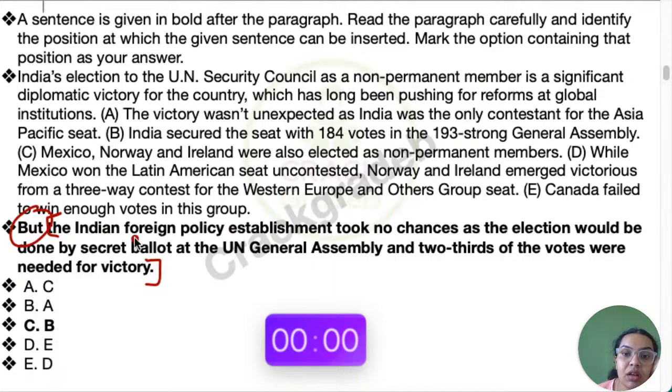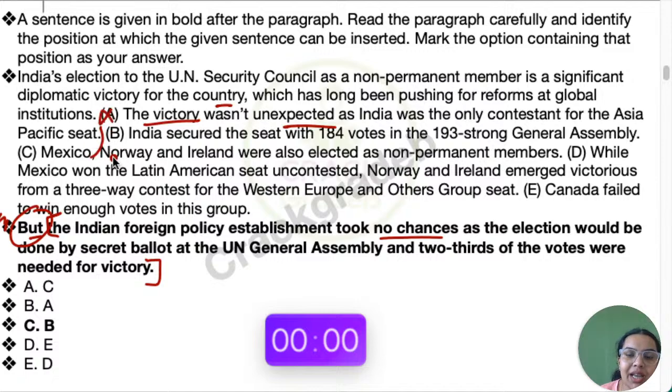But foreign policy establishment took no chances as the election would be done by secret ballot and two-thirds of the votes needed for the victory. So we have to use some statement here, and but Indian ones are doing something else. Indian policy is doing something else. India's election is a significant diplomatic victory for the country. The victory wasn't unexpected as India was the only contestant for Asia Pacific seat.